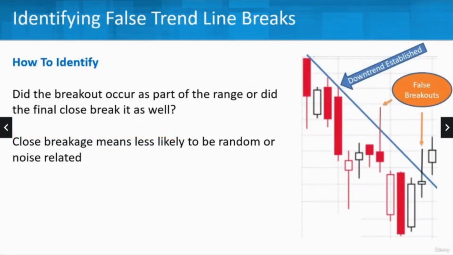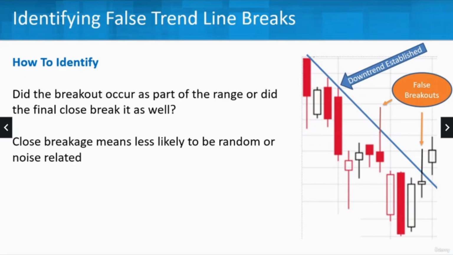There are really three good ways to look at this. And one, in terms of how to identify, is: did the breakout occur as part of the range, or did the final close break it as well? And what we mean is, did the actual close of the day break through the trend line?